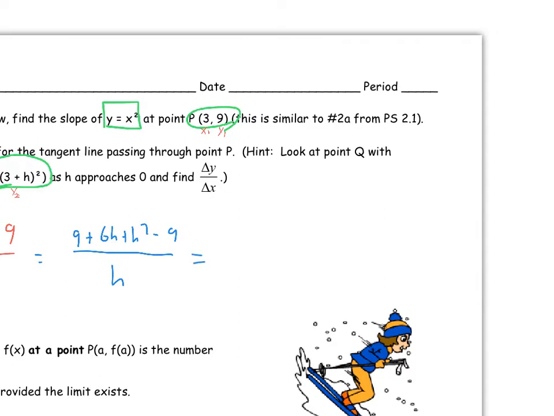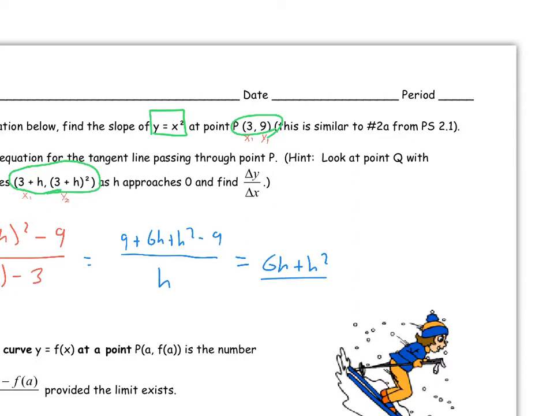just 6h plus h squared over h, which is just 6 plus h when you simplify that, which goes to 6 as h goes to 0, or when h is a really, really small number. And so our final answer is 6.